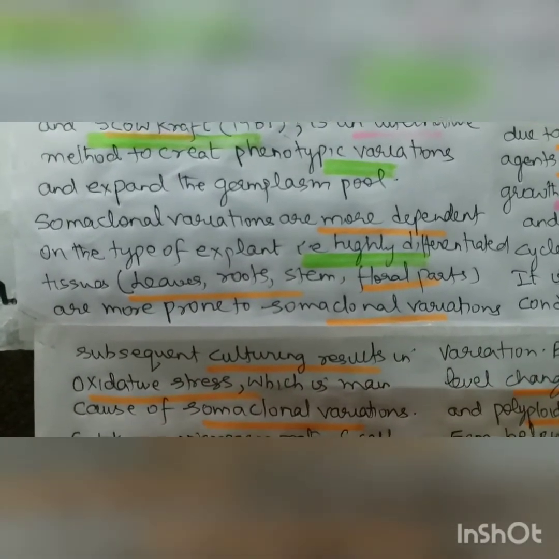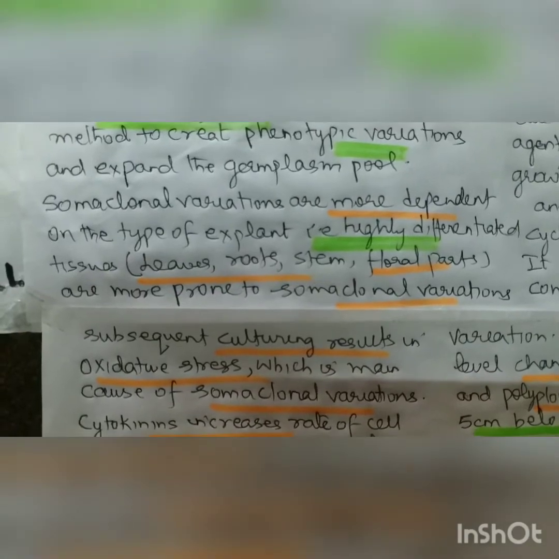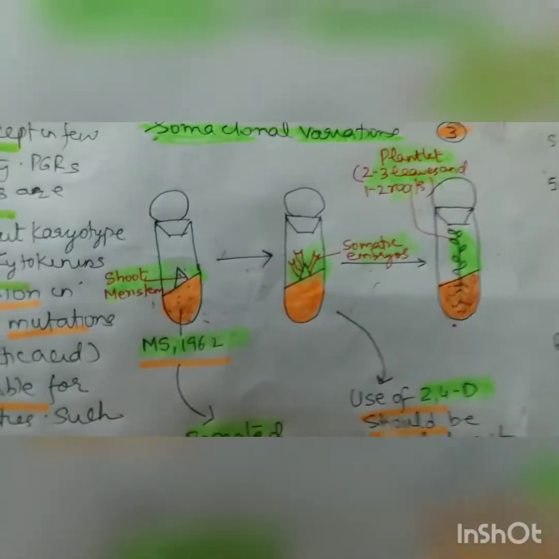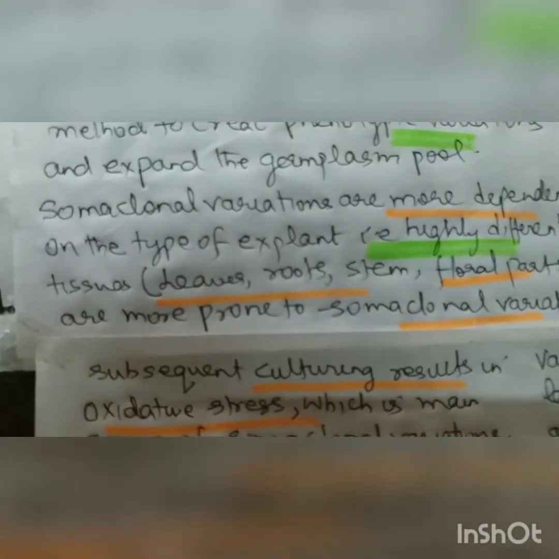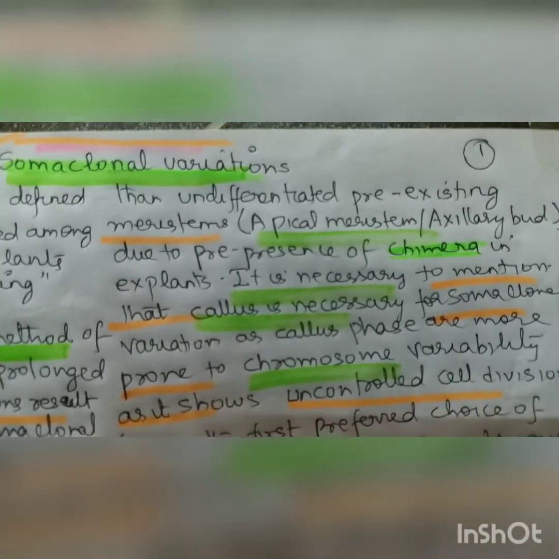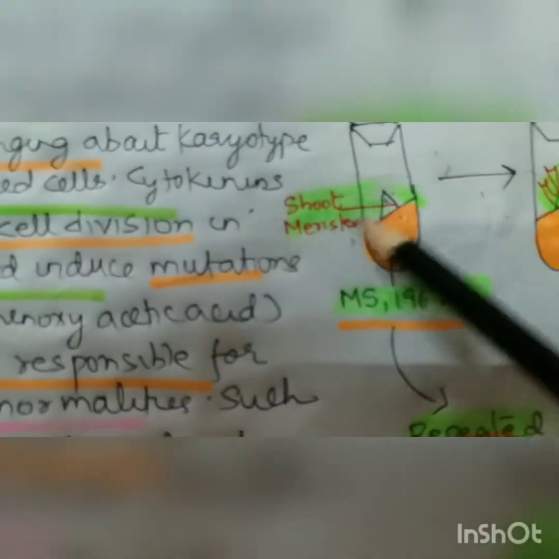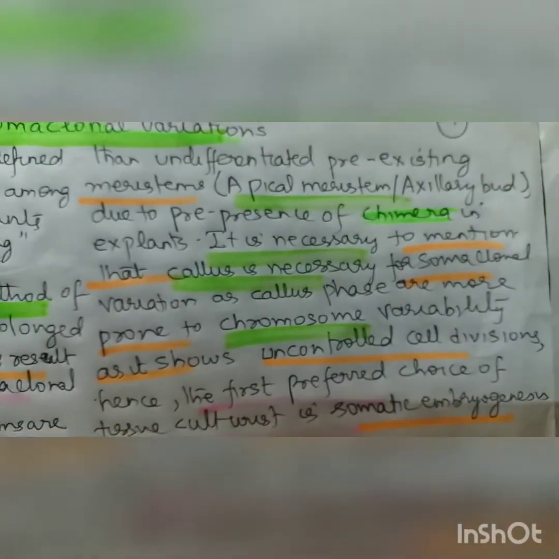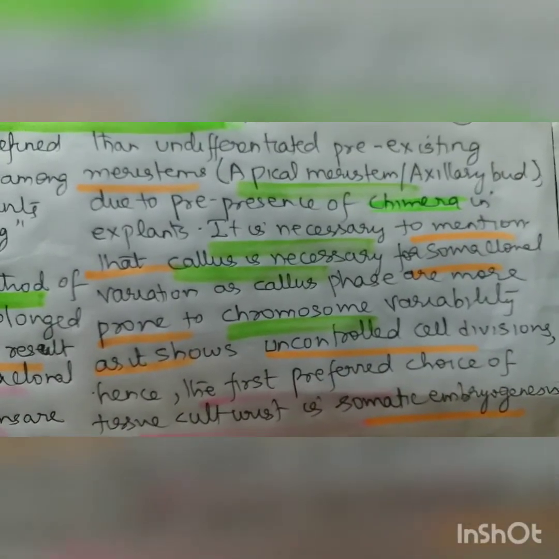Suppose we use highly differentiated tissues like leaves, roots, stem, floral parts, they are more prone to somaclone variations. I already told you, when we use these explants, we have two pathways, that is direct and indirect. So in indirect, there are more chances of getting somaclone variations, right? Then the undifferentiated pre-existing meristems like apical meristem, I already told you, this is shoot meristem, also called the apical meristem, right? So here the chances are less due to the pre-presence of chimera in explants, right?